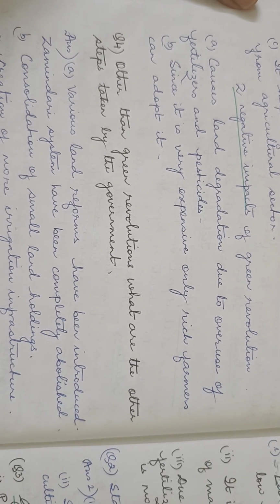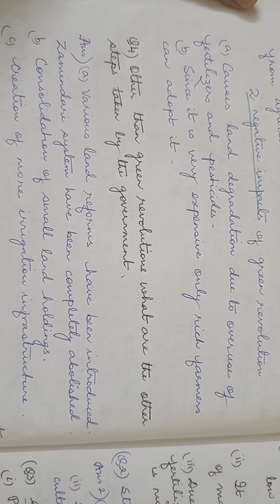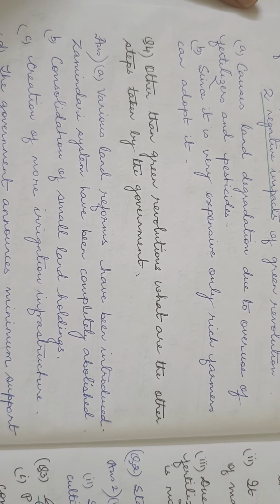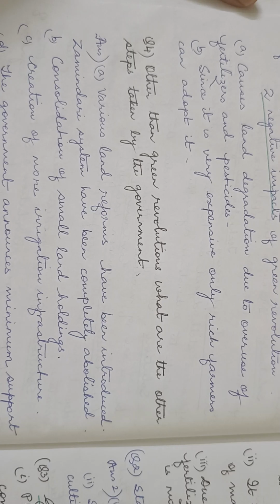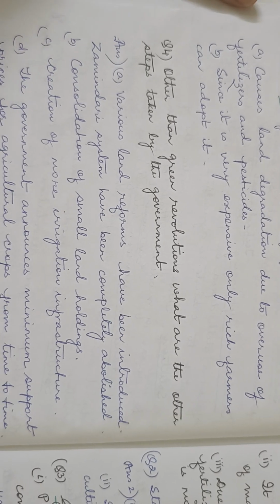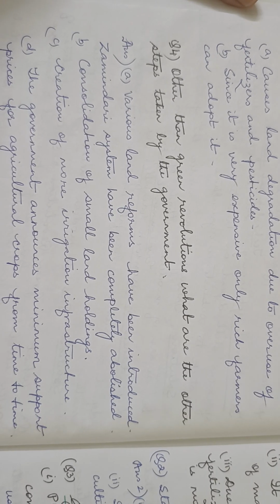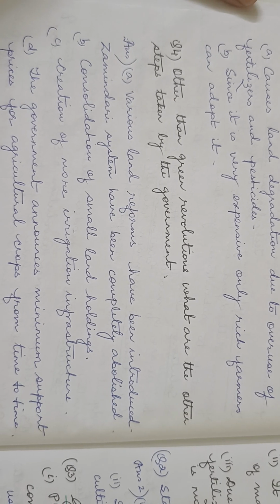Now, other than the green revolution, what are the other steps taken by the government? First, various land reforms have been introduced. The Zamindari system has been completely abolished. Second, consolidation of small land holdings. Third, creation of more irrigation infrastructure.